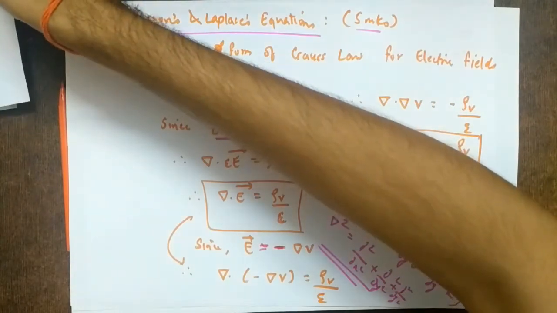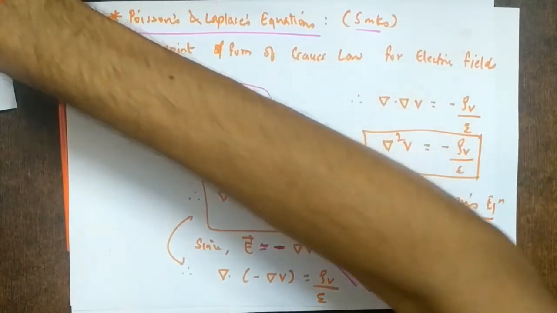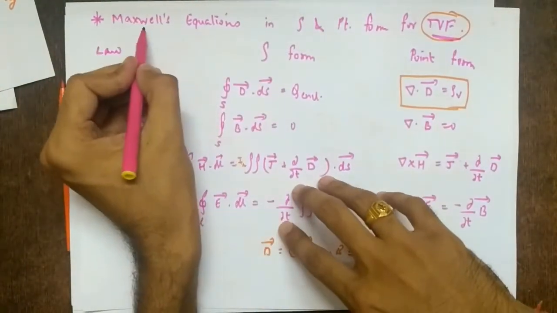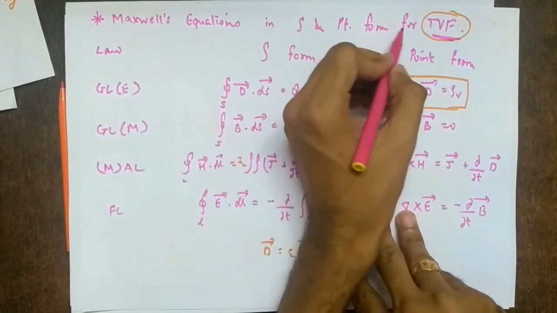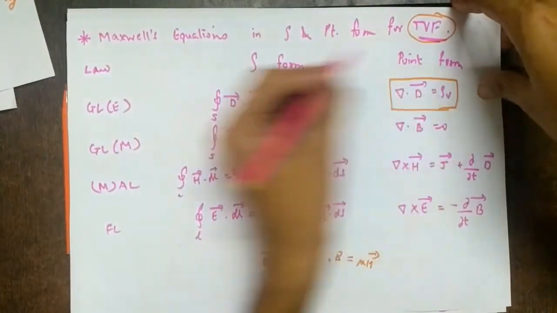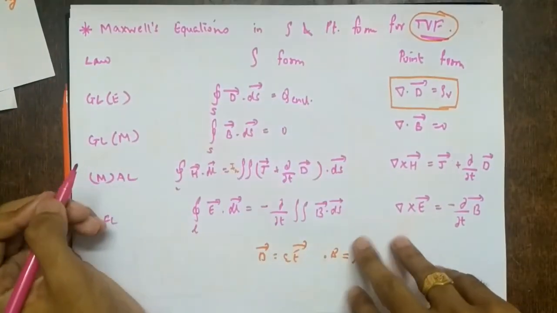Again, I will stress the importance of Maxwell's equations. This is a very important question. What are they? Maxwell's equations in integral and point form for time varying fields. We have integral form, point form and law. Make these 3 columns, make a box nicely, draw the lines, don't keep them open.